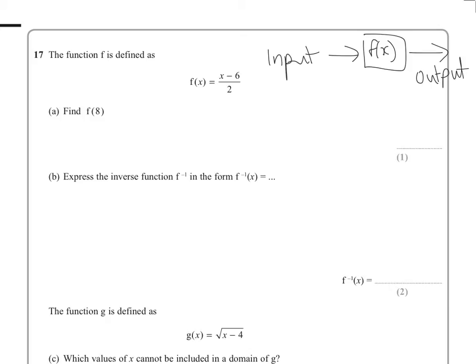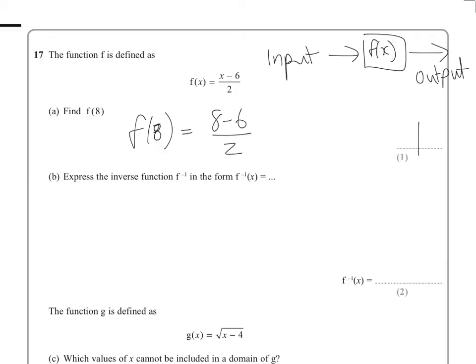So my input, 17a, I input the value 8. And the question is asking, what is the output? So inputting 8 into my function, 8 minus 6 all over 2, so I'm substituting where I see an x with the value 8. 8 minus 6 is 2, 2 divided by 2 gives me the number 1.